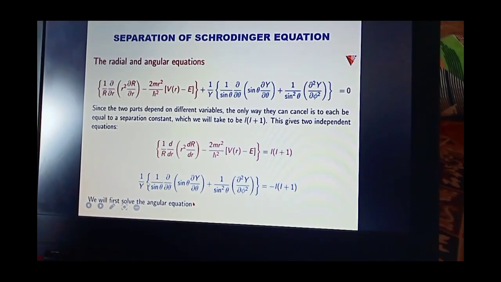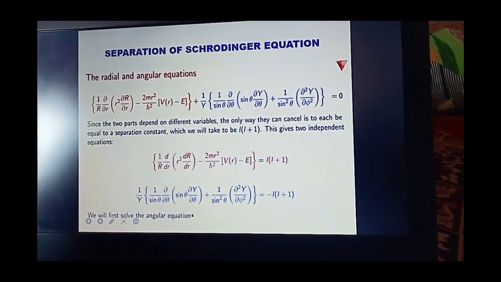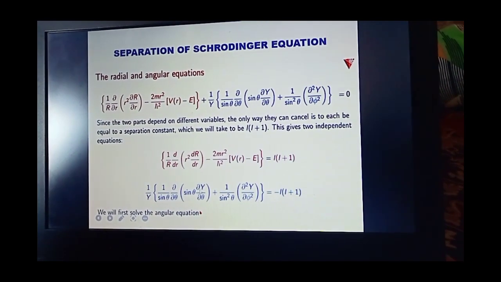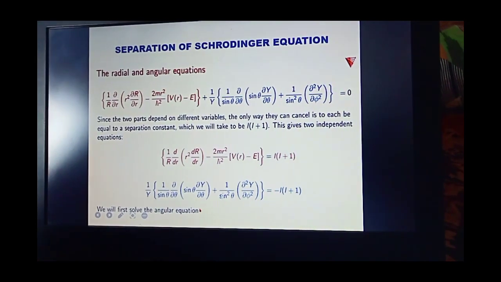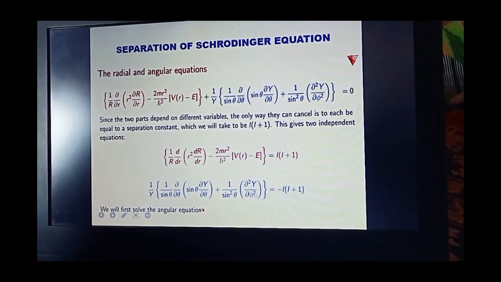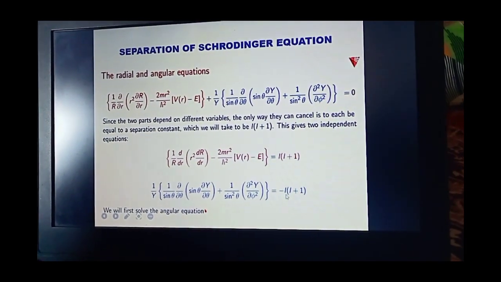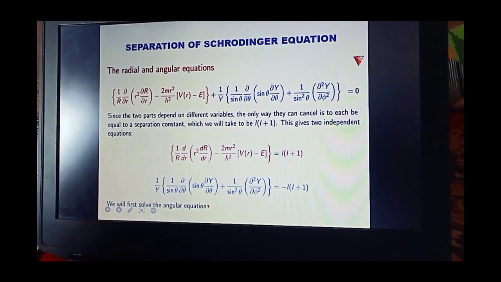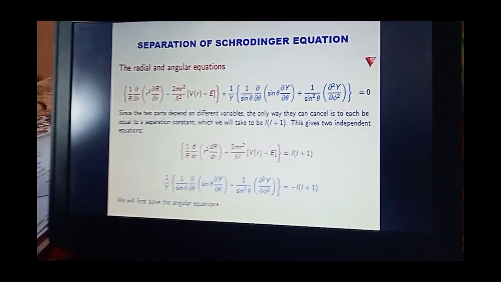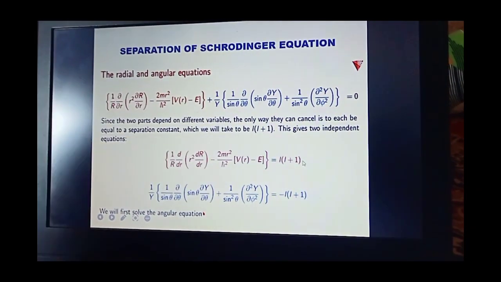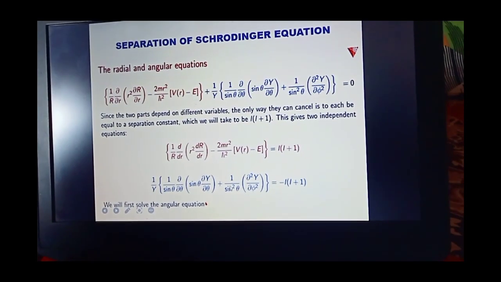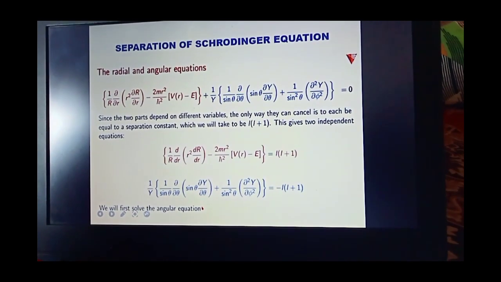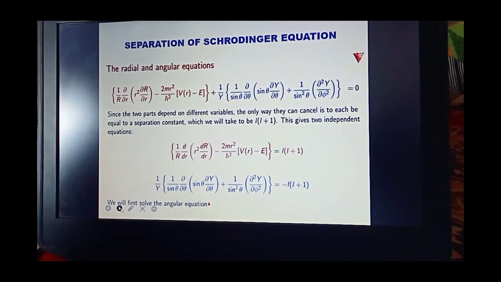And for the angular equation we take the constant: (1/Y)[(1/sinθ) ∂/∂θ (sinθ ∂Y/∂θ) + (1/sin²θ) ∂²Y/∂φ²] = −L(L+1). We will first solve this angular equation because we take a constant, but in the angular equation two coordinates are there, theta and phi. That's why we solve the angular equation.